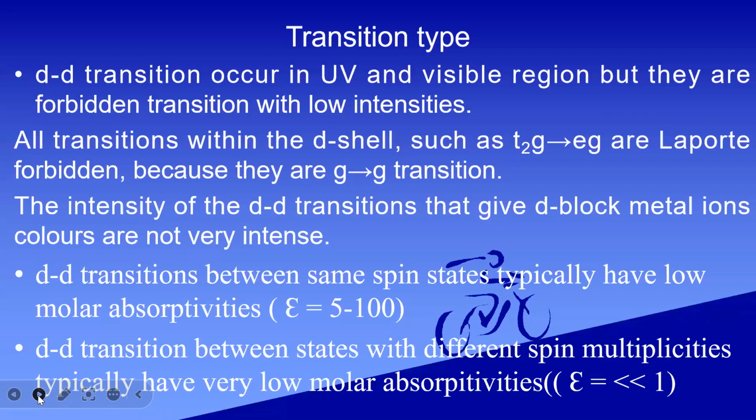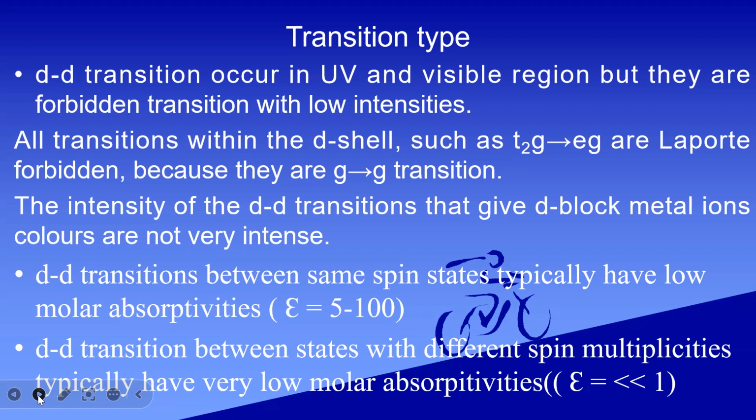There are two types of transitions. One is the DD transition, another one is the charge transfer transition. DD transitions occur in the UV and visible region, but they are forbidden transitions with low intensities. All transitions within the D shell, such as T2g to Eg, are Laporte forbidden because they are g to g transitions. The intensity of the DD transitions that give D block metal ions colors is not very high.